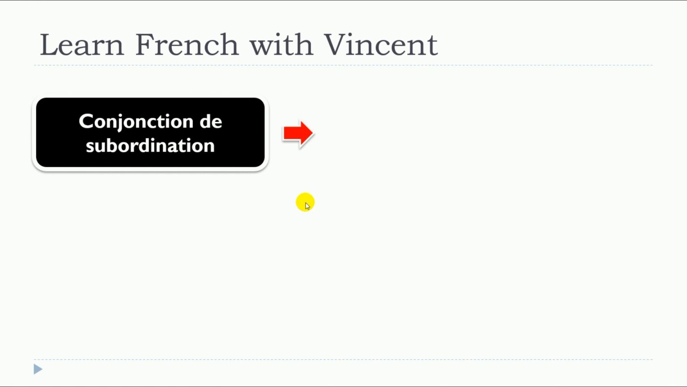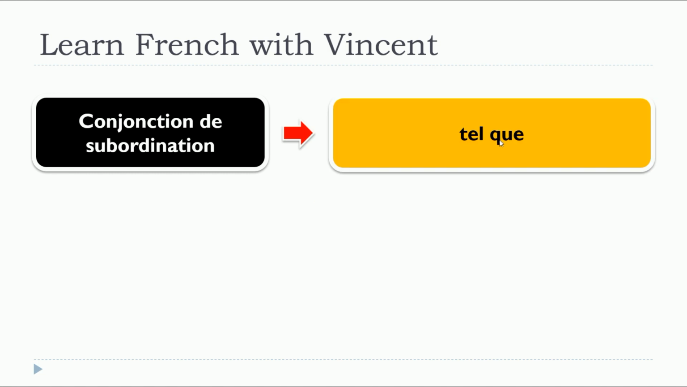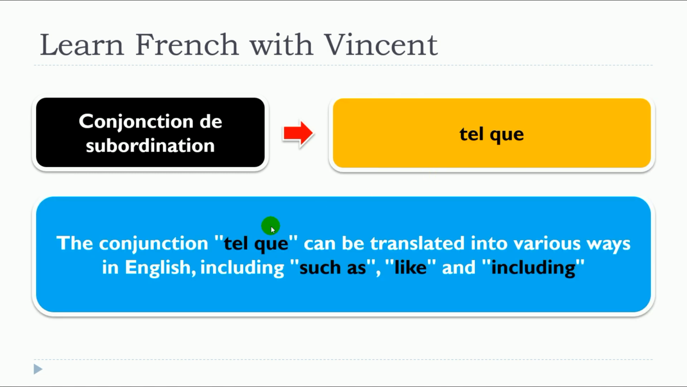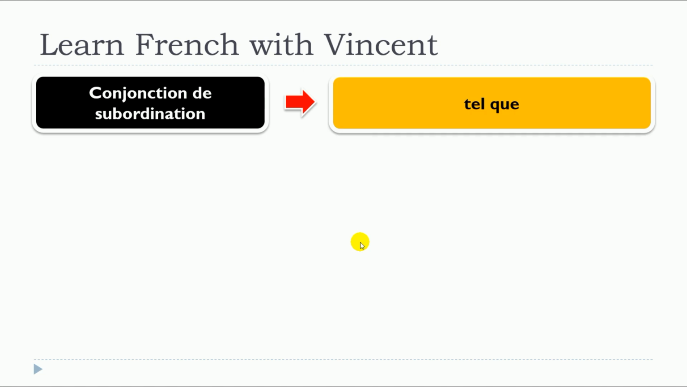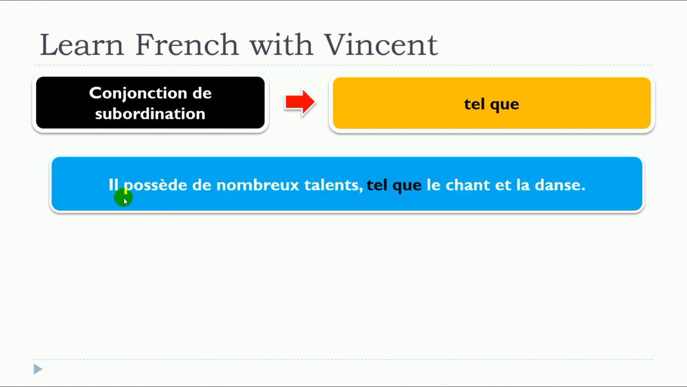So this lesson is about tel que. The conjunction tel que can be translated into various ways in English, including such as, like, and including. So we will see some examples with tel que.